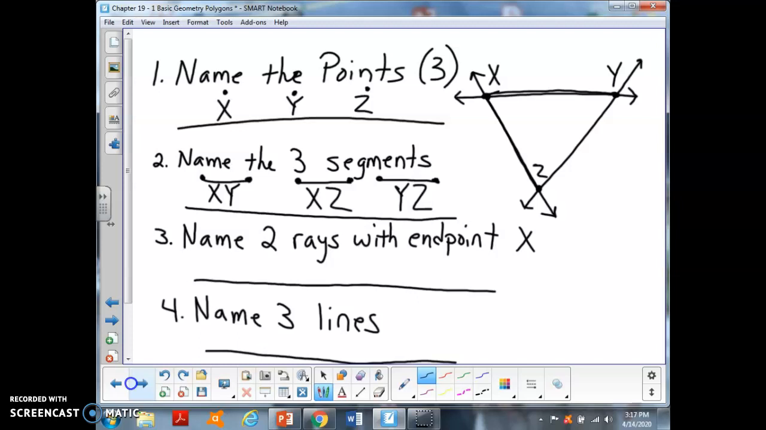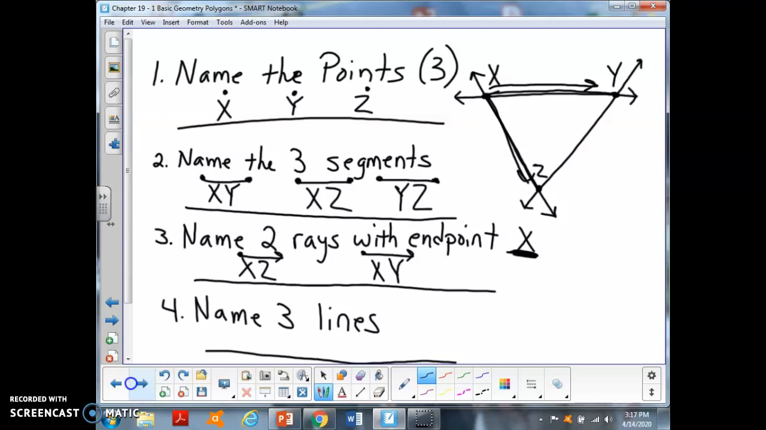I can also do a ray, but I need an endpoint of X. So I'm going to draw a ray, left to right, X is my endpoint. So both of them I'm going to write X. I need to have X. Well, there's X, Z, that's one ray, and I got to start at X. There's my other one, X, Y. Capital letters beginning with the X.